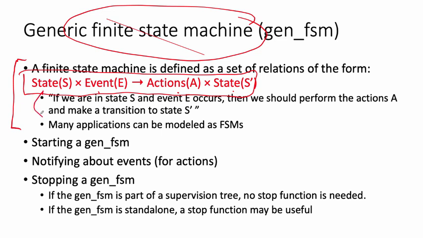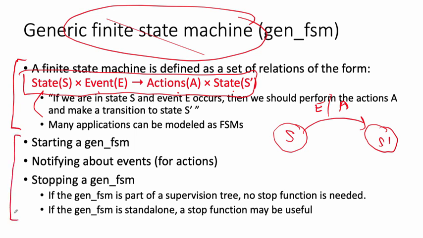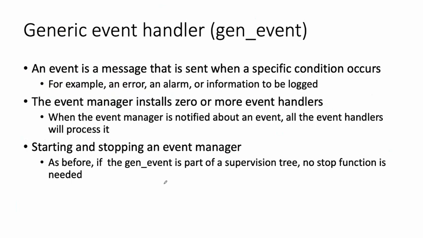If we saw in a state S, an event E occurs, so this is a state S going to S prime. So we have an event occurs and we have actions. So this is what we saw in our state diagrams, exactly. And this Gen FSM lets you do many things. It handles all the notifications, you managing the actions, starting, stopping, and it can be part of a supervision tree. Okay, so that's Gen FSM.